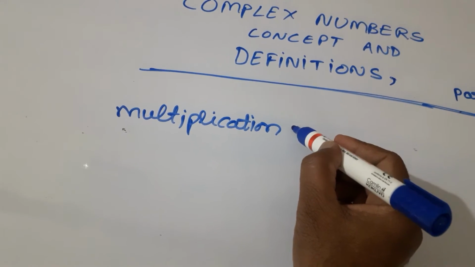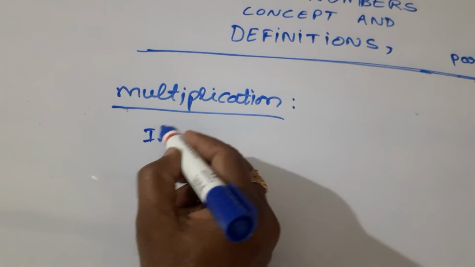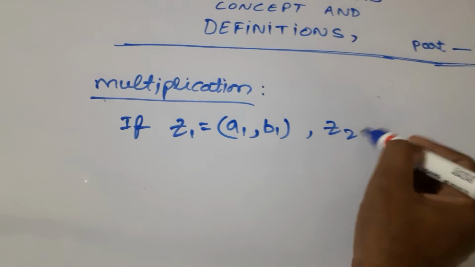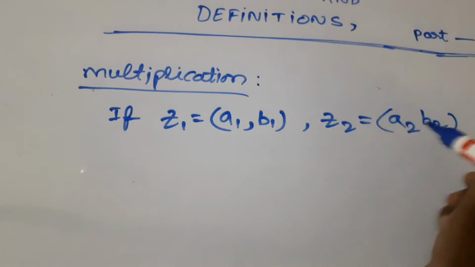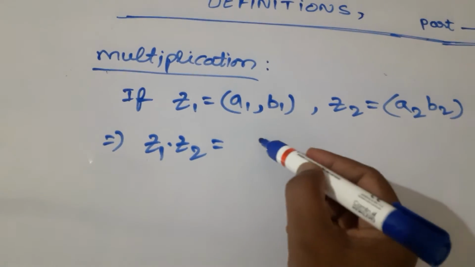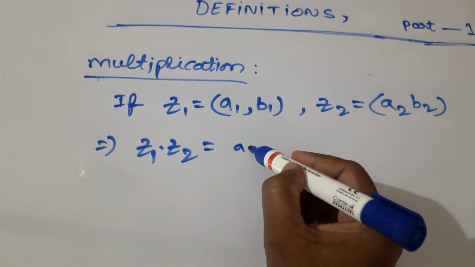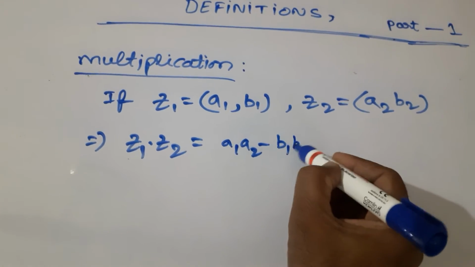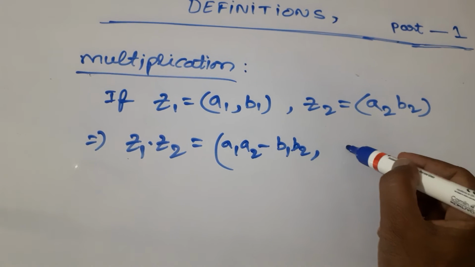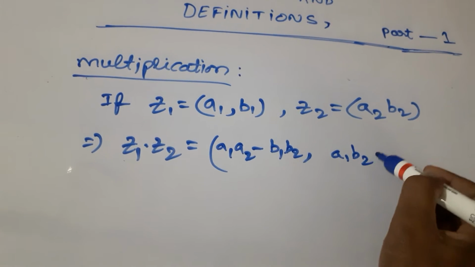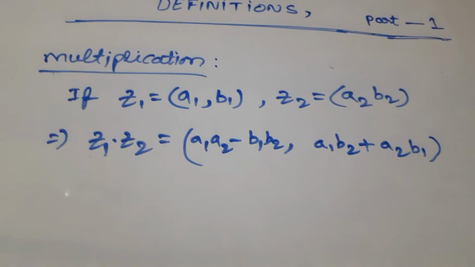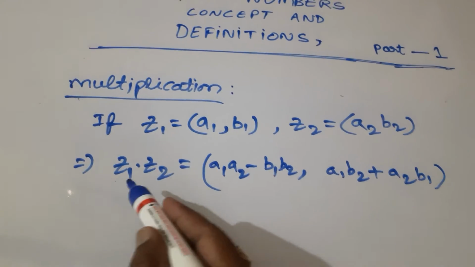Multiplication of two complex numbers. If z1 is equal to (a1, b1), z2 equal to (a2, b2), implies z1 into z2. z1 into z2 equal to, we can apply the formula (a1 a2 minus b1 b2, a1 b2 plus a2 b1). This is the formula to calculate multiplication of two complex numbers. So we can apply this formula.